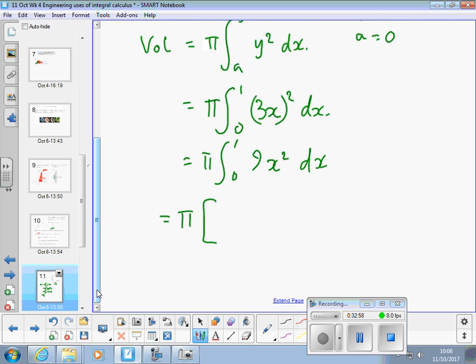So we've got pi times, when we integrate this, we end up with 9x cubed over 3, don't we? And that's between 0 and 1. What's that simplified?